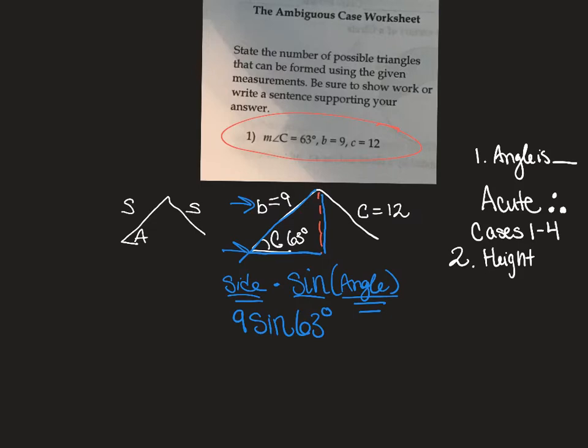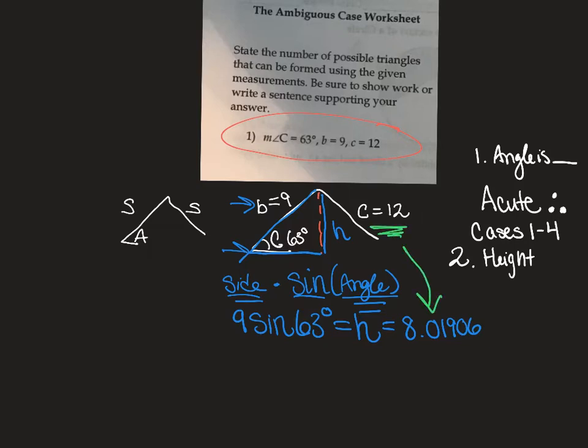So I made sure my calculator was in degrees, or you can put the degree symbol, but you're going to do 9 sine 63. And it's going to tell you this length, this height. This is going to make my height, this thing right here, 8.01906. I'm going to write all the decimals down, so I'm about to compare sides. So now I need to compare this side over here to my height.